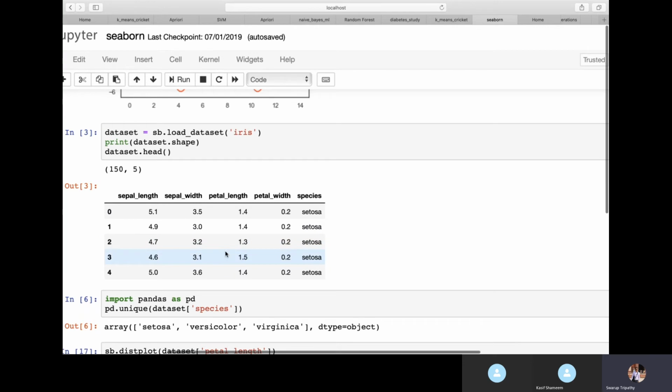So now to see all the unique values, you can write pd.unique of dataset of species. This is how you can find out any categorical features, like how many categories are there. To see that, you can use this. It will show you only the unique values out of that column. Okay, so you can try this.